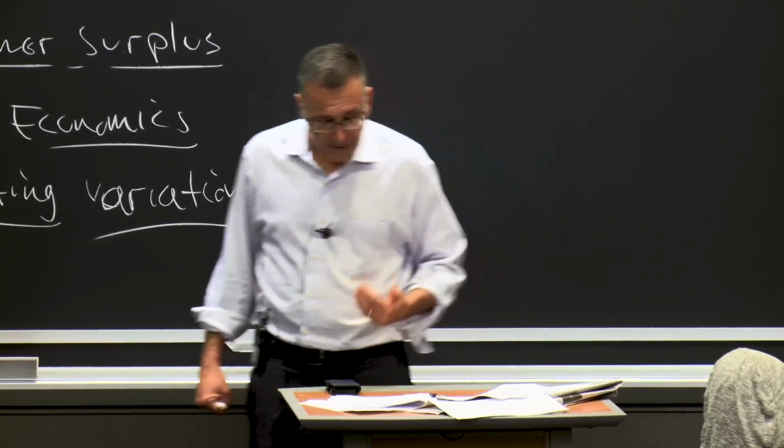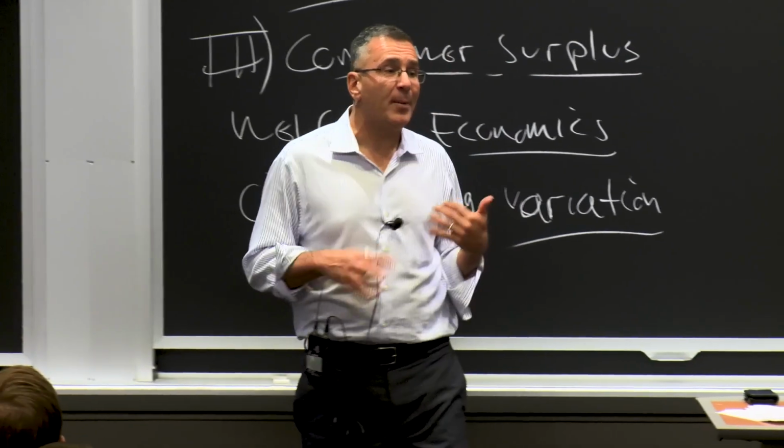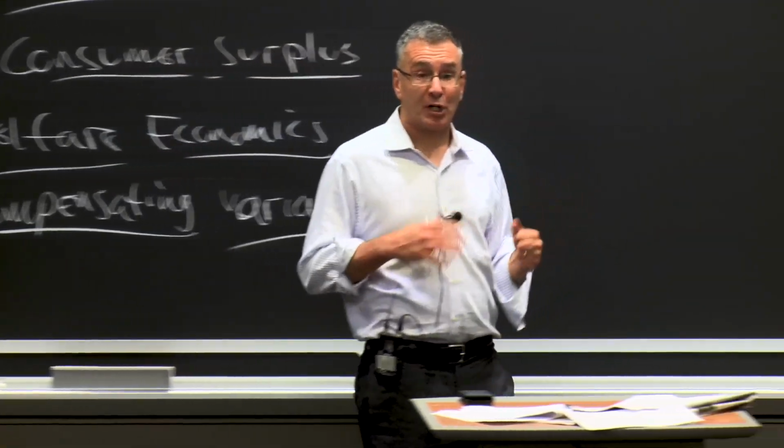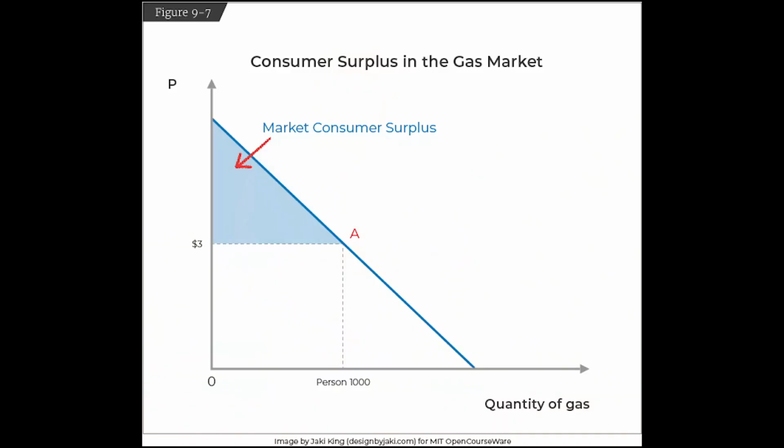Okay, so basically, that's individual consumer surplus. But in this course, we don't care about individual consumer surplus. We care about market consumer surplus. So let's turn to figure 9.7 and think about a market. Let's think about the market for gas. The mechanics is the same here, but we're now thinking not about the individual buying 1 gallon versus 2 gallons, but the market for gas. How many gallons in aggregate will be bought? But the analysis is the same, okay?